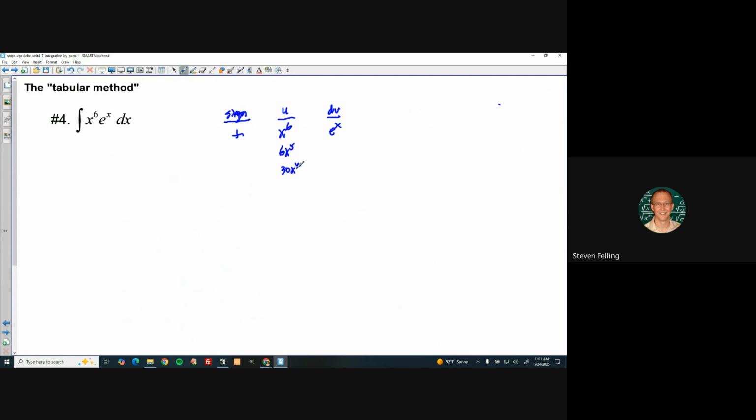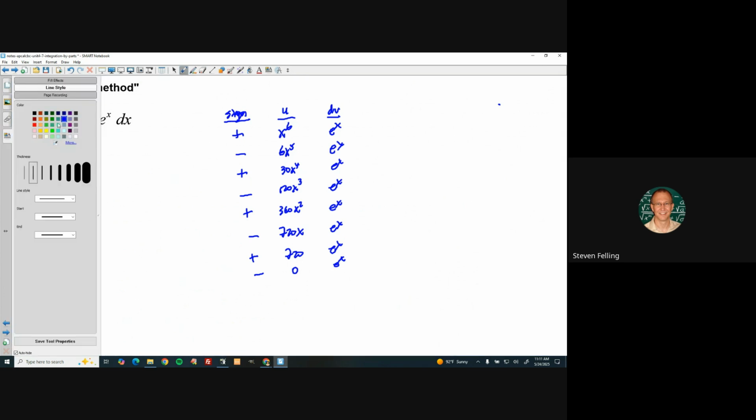30x to the 4th, 120x cubed, let's see, 360x squared, 720x, 720, and then the derivative of the constant is 0. Okay, over here, all these antiderivatives are e to the x, no multipliers. And the signs alternate, so that's plus, minus, plus, minus, plus, minus, plus, minus.